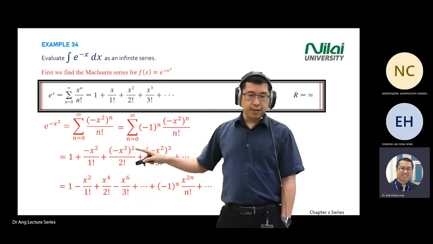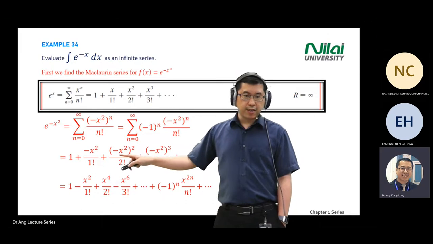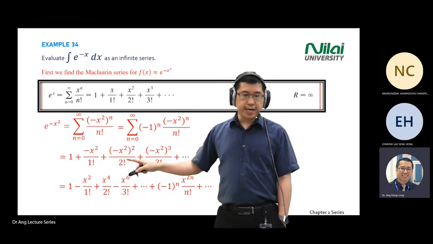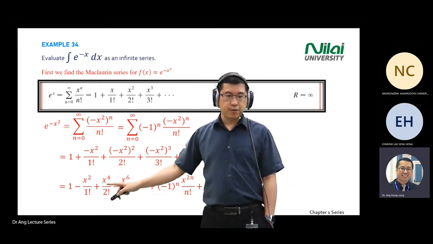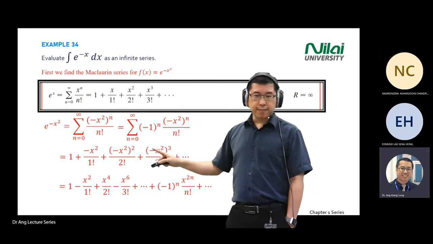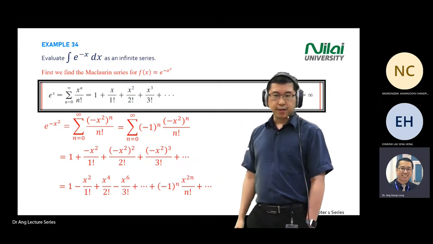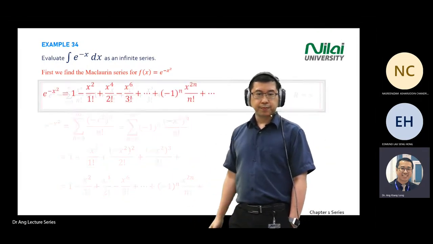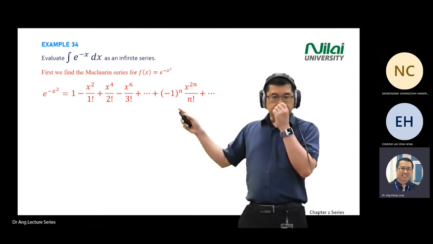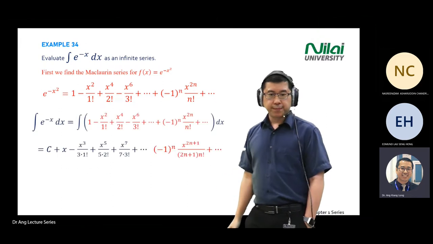You just do the calculation: bracket minus x square, bracket squared, you get positive x power 4. And this one is also the same. Bracket minus x square, bracket power 3, you get minus x power 6. And so on. Example 34, as your homework, I will not go deep into that. Same procedure.